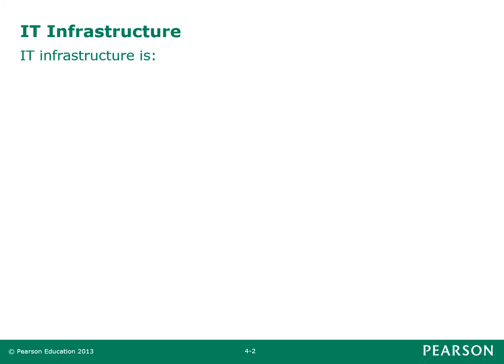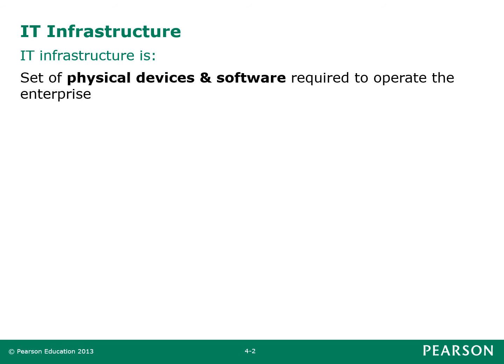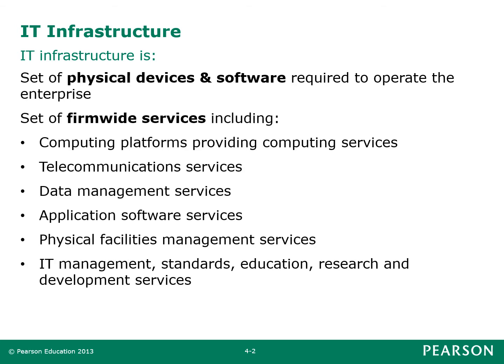IT infrastructure is simply a set of physical devices, hardware and software required to operate the enterprise. This is a pure technical definition of IT infrastructure. From a business point of view, this means this hardware and software should deliver services supporting business needs.